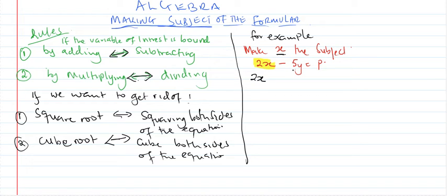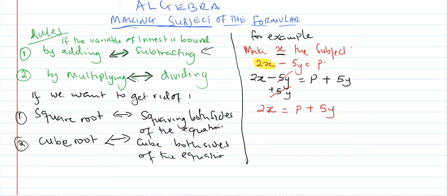So to get rid of the 5y, we have to look at this rule. It is bound with what we want by a minus, so we have to change it, and it becomes a plus. So here we add it on both sides like that. Right, so here it will cancel out, so it has crossed over. Okay, rule number 1. Now we have 2x equals p plus 5y.